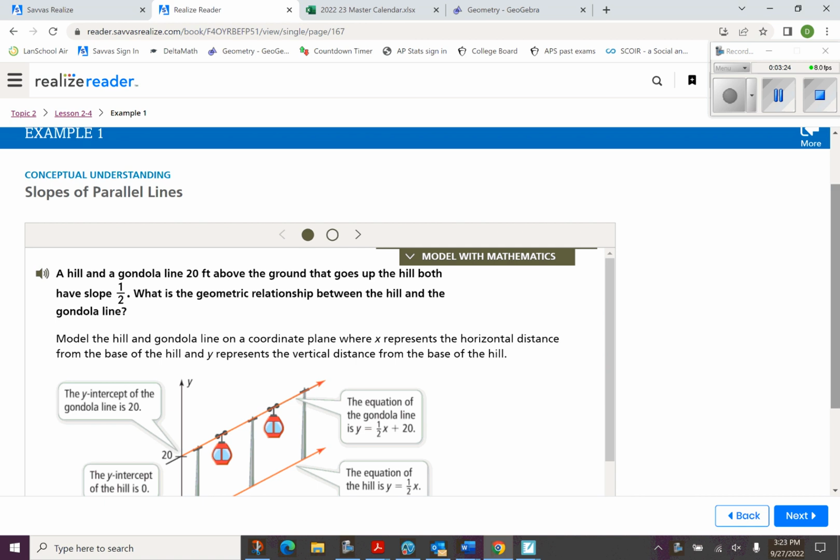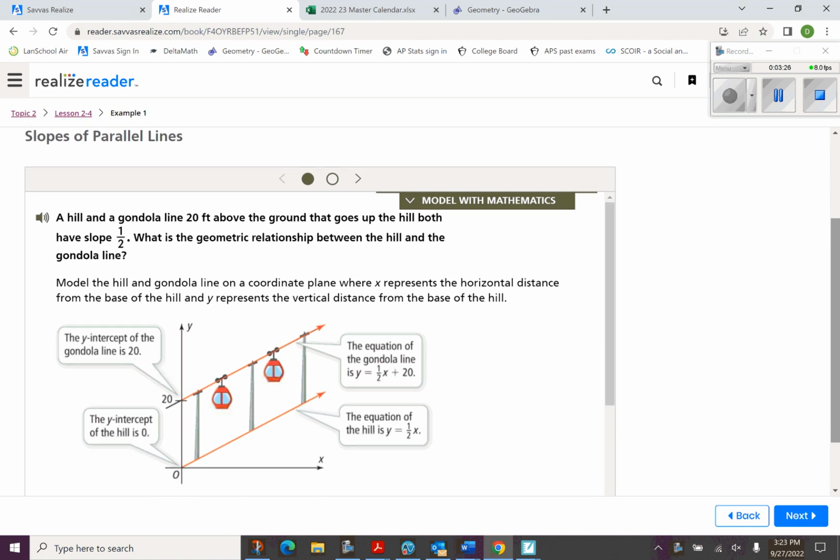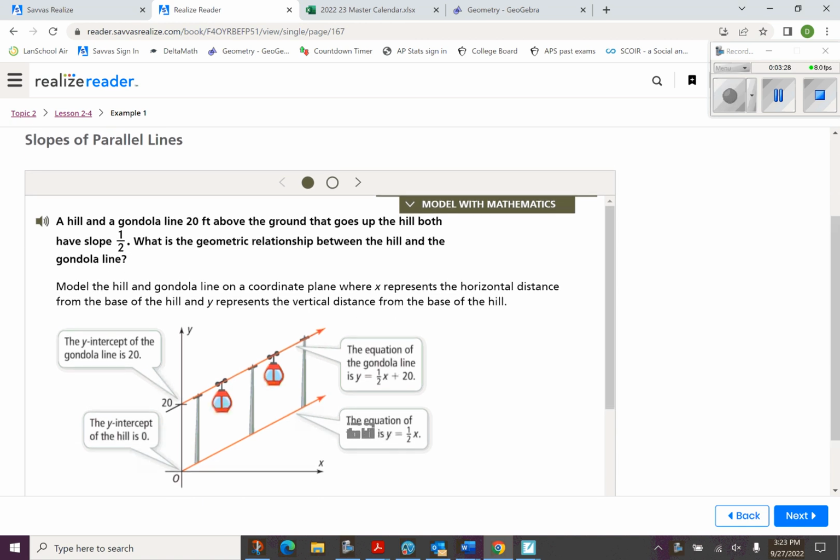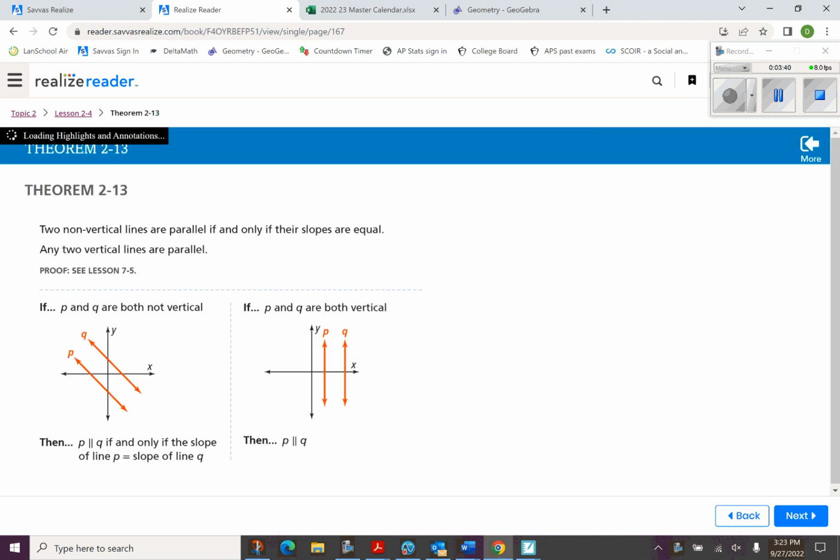They just wanted to draw a fancy picture here showing a hill and a gondola line 2 feet above the ground go up the hill with the same slope, meaning that they're parallel. And again, this one here, not too tough. Two non-vertical lines are parallel if and only if their slopes are equal. Yay, biconditional statements.